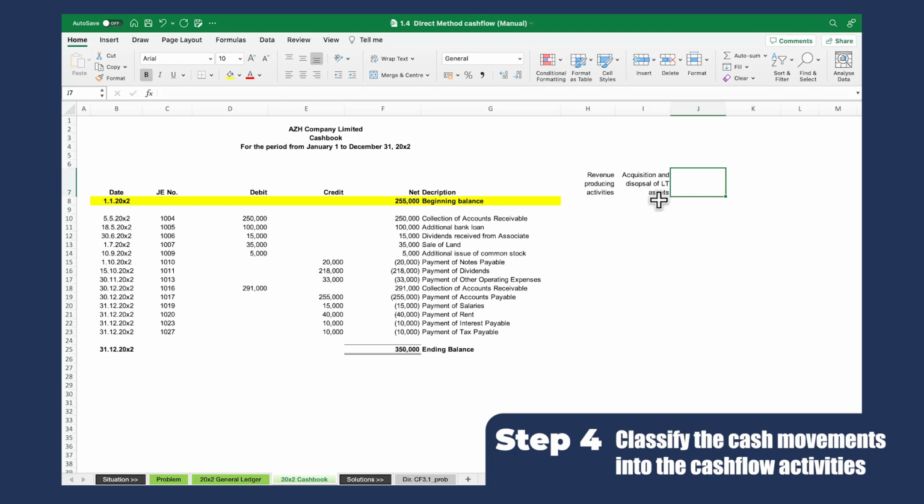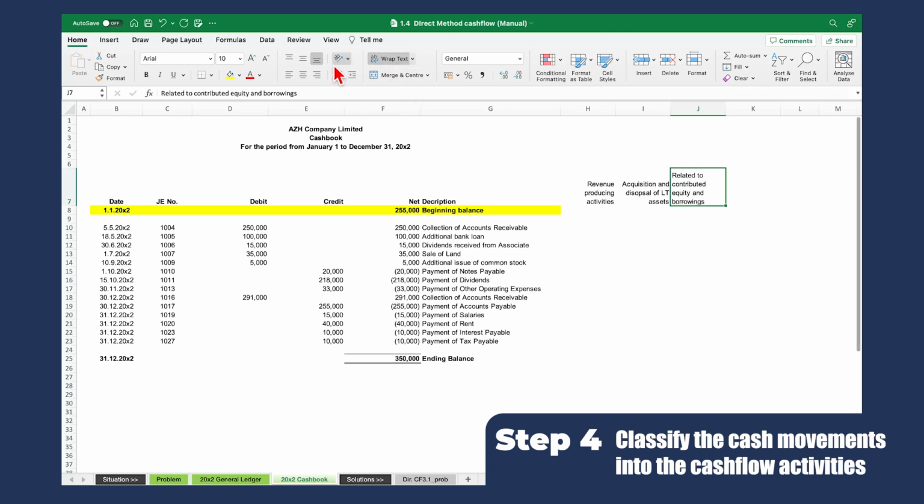And for financing activities, as a recap, these are activities that result in changes in the size and composition of the contributed equity and borrowings of the entity. So this one is related to the operating. This is the investing. And this is the financing.